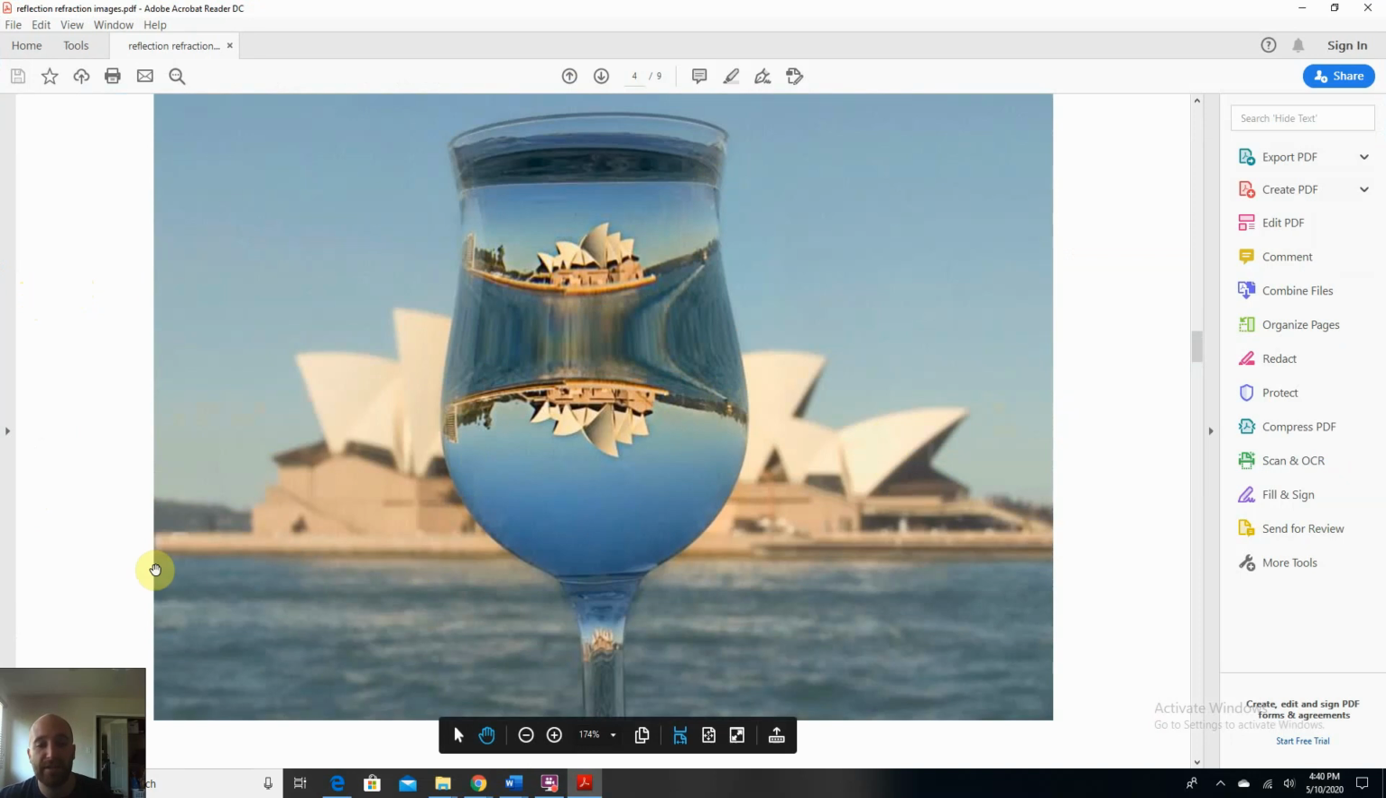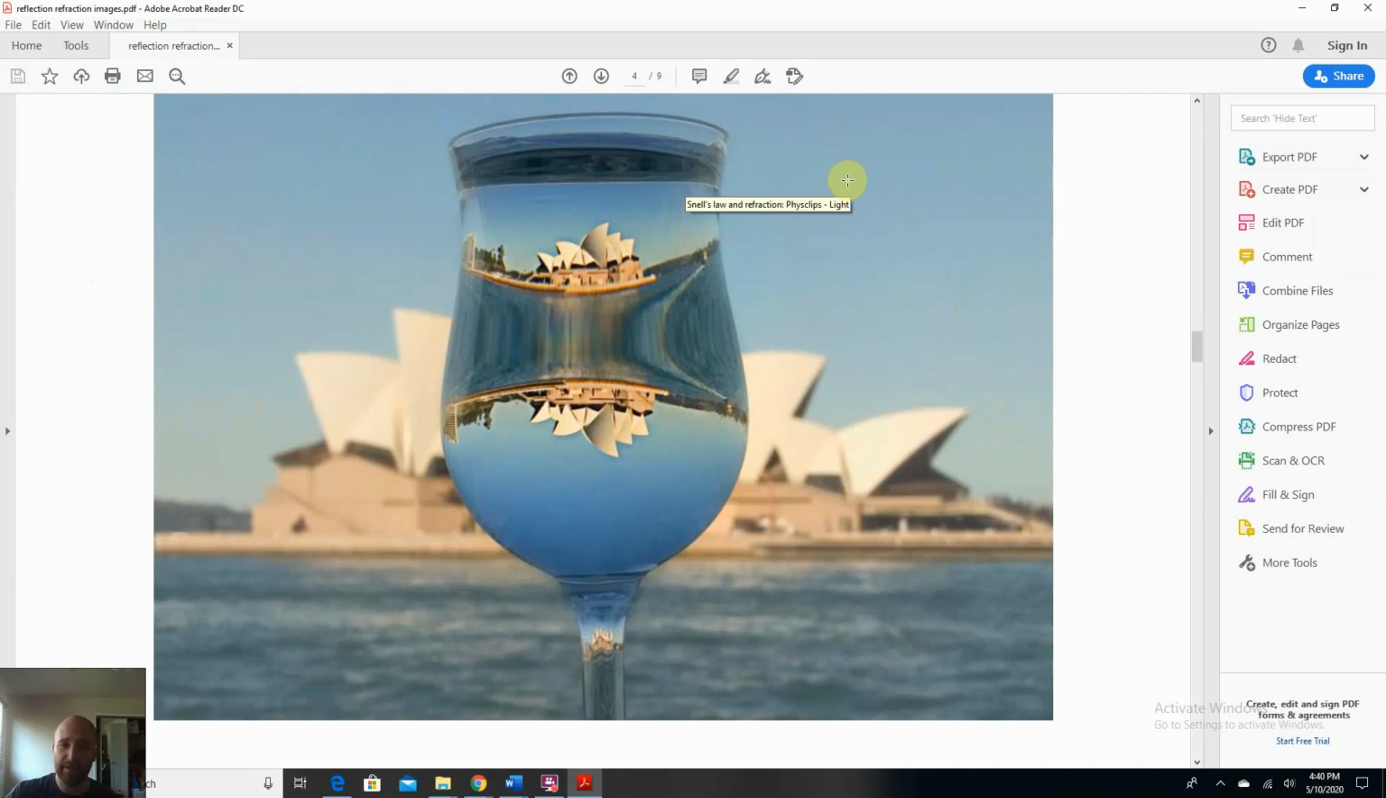And what you could see is that when you look at the building through the glass of water, since the light went through the air around the glass, and then into the glass, and then through the water, and then back into air, that's a change in medium, actually a few times, because the glass, the water, and then back to the air. And each time it changes medium, the light will bend a little bit.